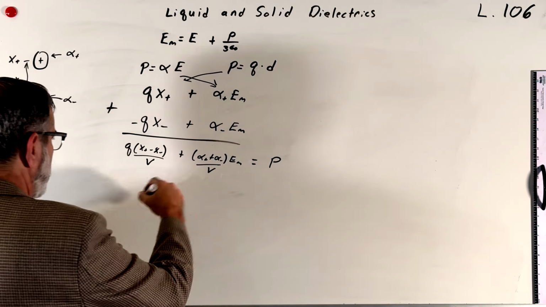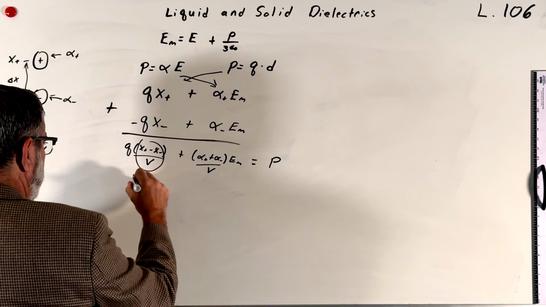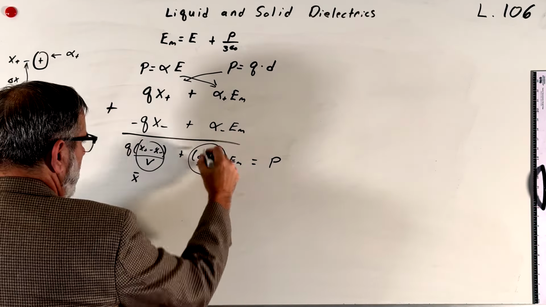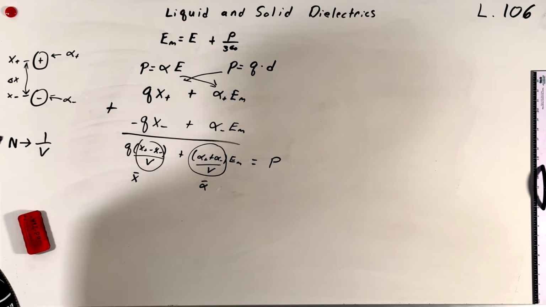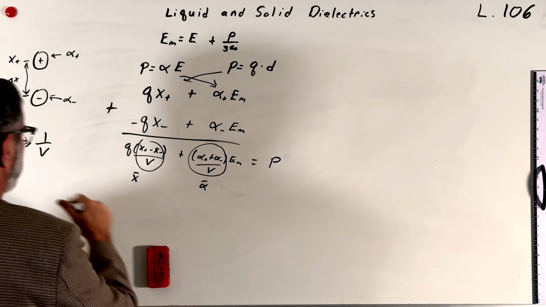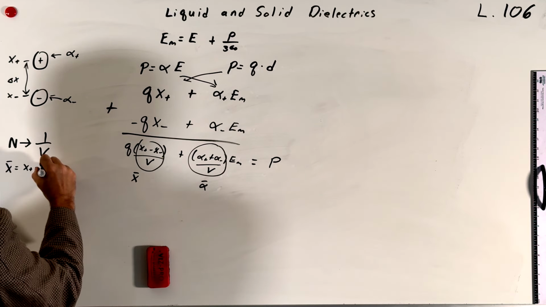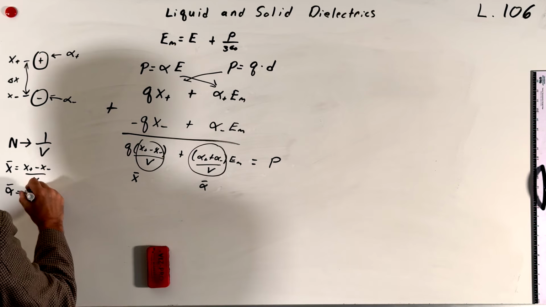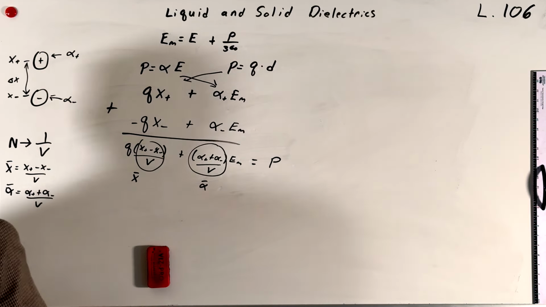I'm going to make a few changes here. I'm going to let x plus this term here, I'm just going to call this x bar, okay? And this term here, I'm just going to call this alpha with a bar over it, okay? So let me just write that off to the side here. I'll say that x bar is equal to x plus minus x minus divided by V, and alpha with a bar over it is equal to alpha plus alpha minus divided by the unit cell volume.